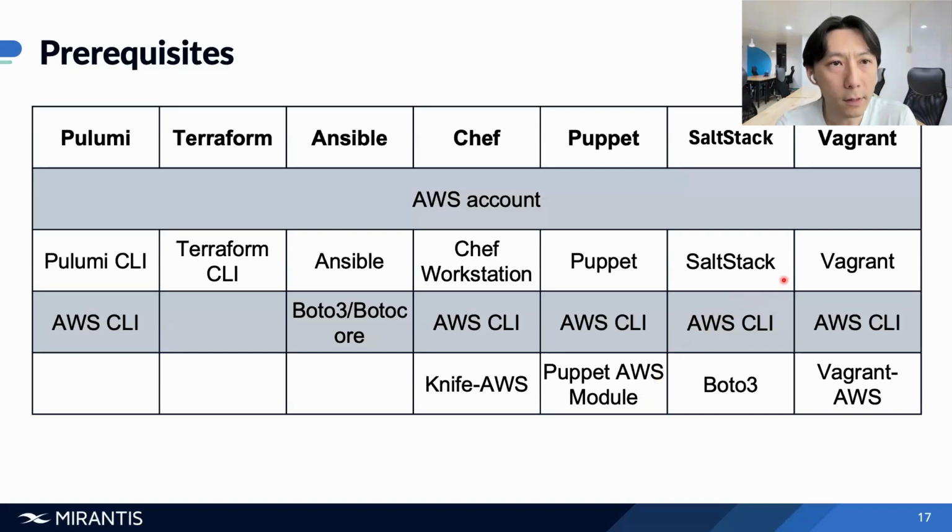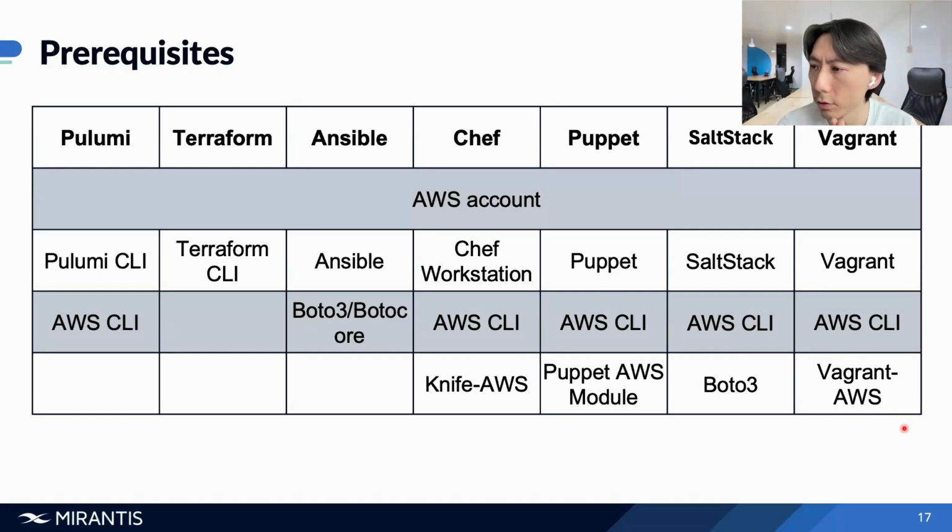With SaltStack, quite similar to Ansible, with the addition of an additional AWS CLI you have to install. It does use Boto Core as well to interact with the AWS compute. And Vagrant, again, pretty similar: the AWS CLI, and also the Vagrant AWS components. So as you can see, it's minimal.